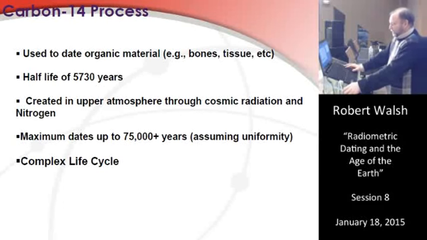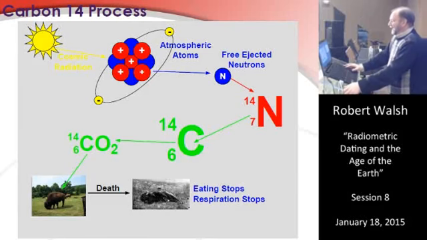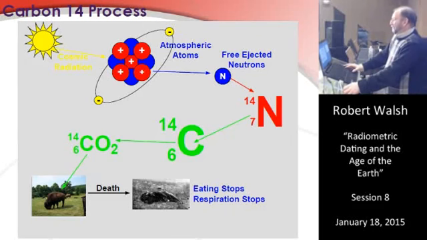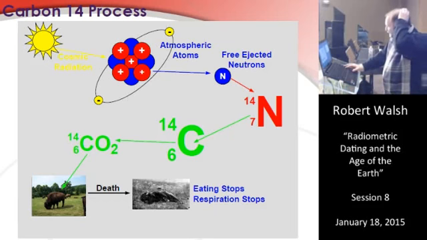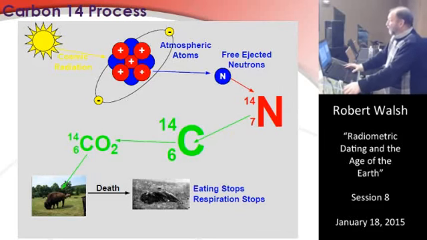It has a very complex life cycle, as we will see here in literally a second. This is how carbon-14 works. The sun is giving off cosmic radiation. It hits nitrogen atoms and so on, and free neutrons are ejected. It hits the neutrons and forms carbon-14. Now, carbon-14 then combines with oxygen to form CO2 or carbon dioxide, but this particular form of carbon dioxide is radioactive.